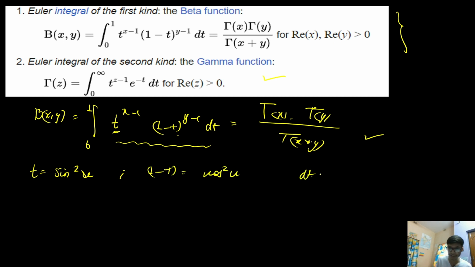And if we take dt, what will dt be? That dt will come out as 2 sin u cos u. Now whenever we approach this particular result, and if for example there is a term of a and b, and for example if t is equal to 1, then the value of u will be pi by 2, and if t is equal to 0, then the value of u is 0.